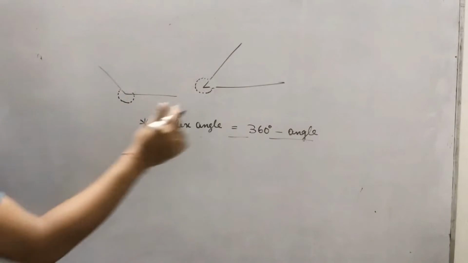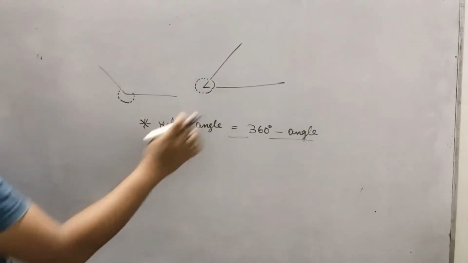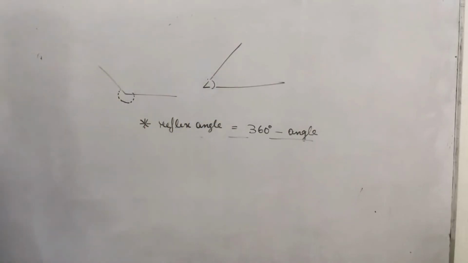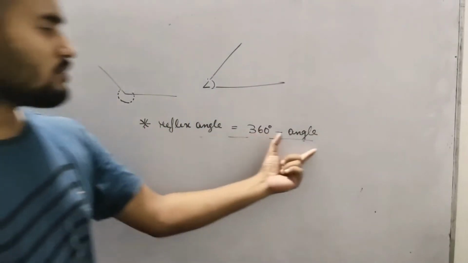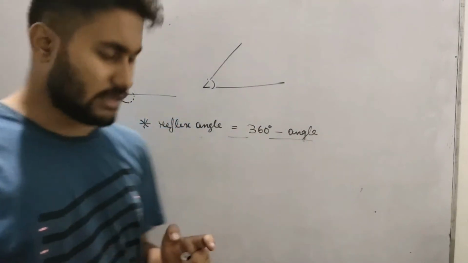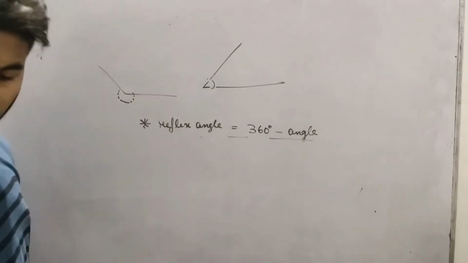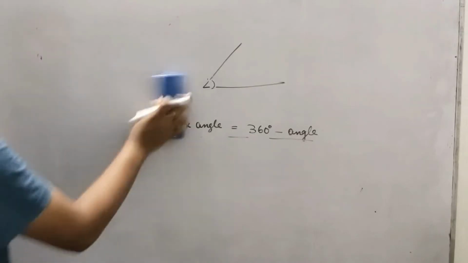Same thing you can find for this part also. From the complete angle, if we remove this part, then again same thing, we will get this angle also. So this is the formula to find the reflex part of any angle. Understood? So about angles also we have done.